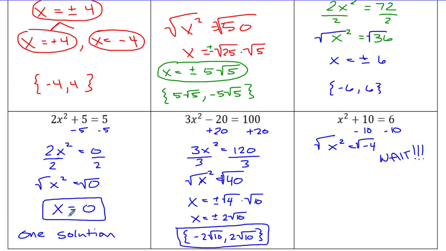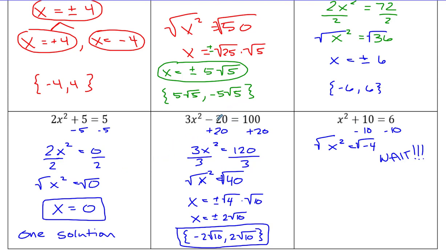And then notice how I just put x equals 0. I know I said don't forget the plus or minus, but do we really need a plus or minus for 0? No, we do not. So this is actually one of those examples where we have that one solution.